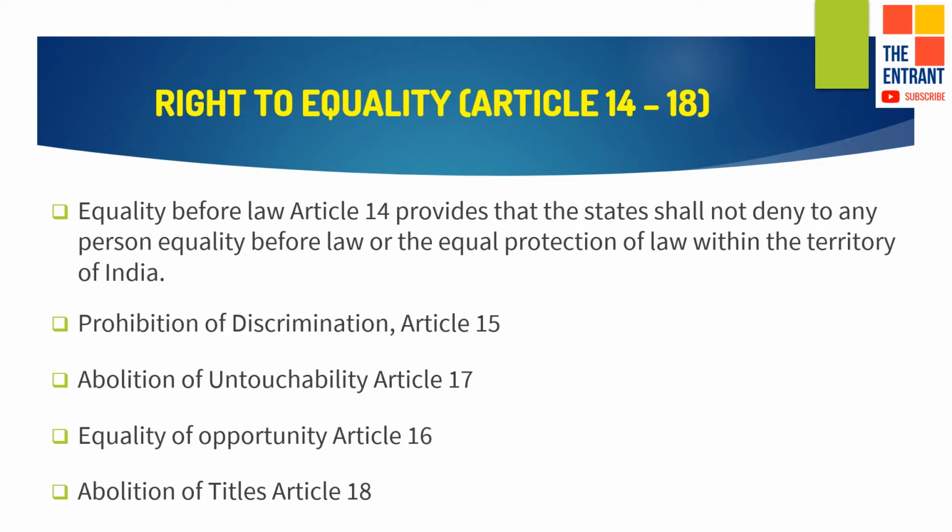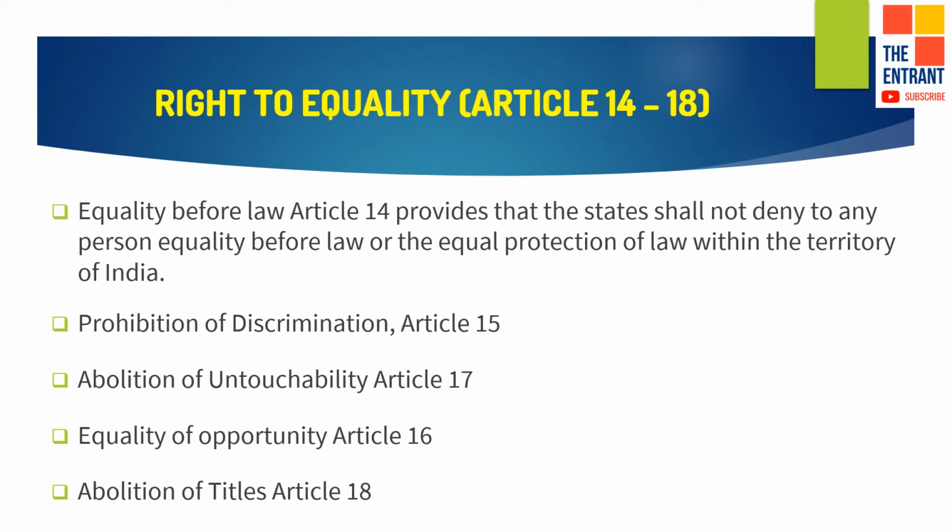The limitation of Article number 15 is the state can provide for protective discrimination. The limitation of Article 16 is Parliament may make laws restricting equality of opportunity, for example, reservation policy. The limitation of Article number 18 is certain military and socio-cultural rights titles have been retained, like master, brigadier, etc.